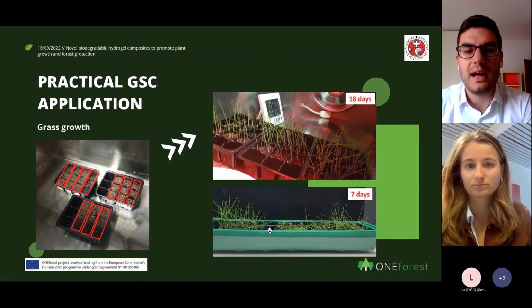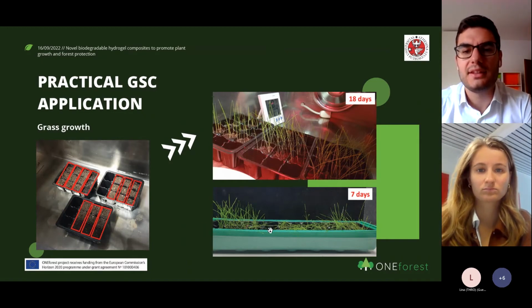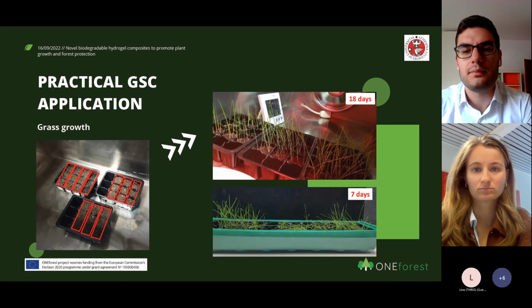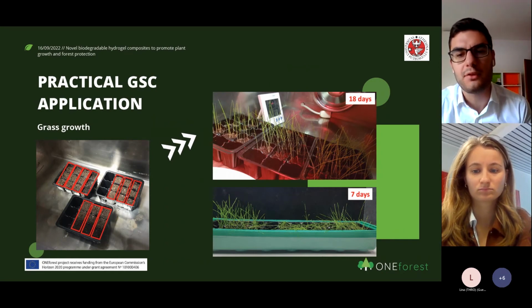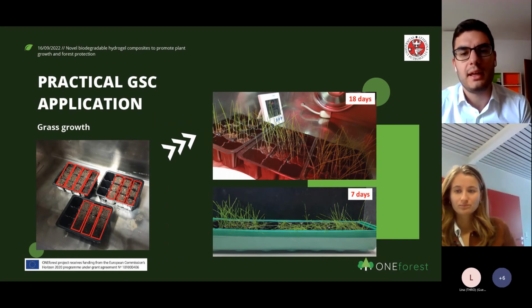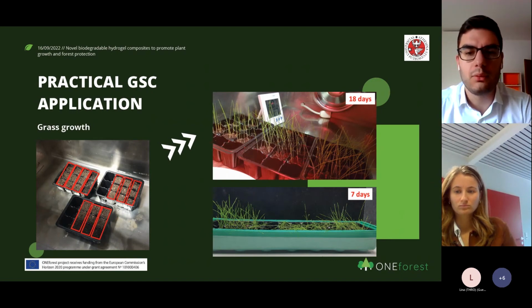Instead, the others survived. And this means that in this case, for this type of composition, the main goal was achieved, because the soil conditioner stored the water and released it slowly, so the plant could survive also in dry conditions. And so for me, this is very, very important and very amazing.